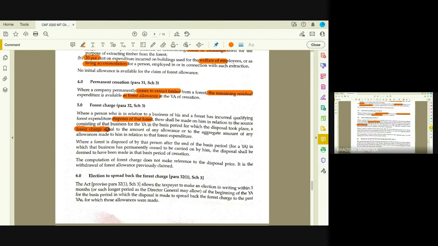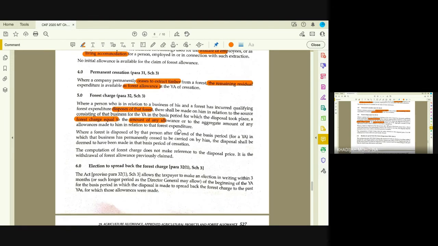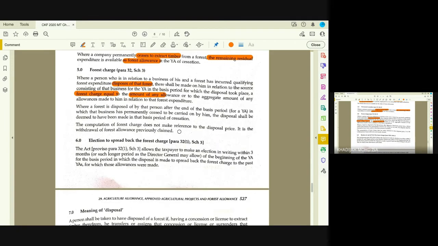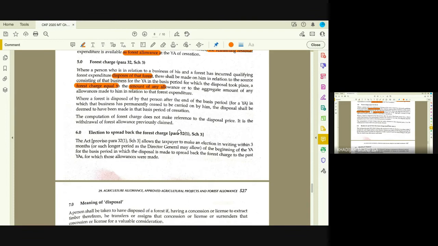Alright, forest charge equal to the aggregate amount of any allowance made to him relating to the forest expenditure, where a forest is disposed of by that person after the end of the basis period. Alright, if the business has permanently ceased, then the disposal shall take place in the basis period of cessation. So you have to look at when is the year of cessation.